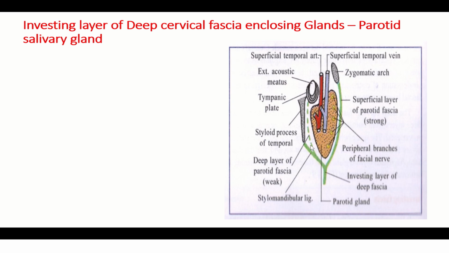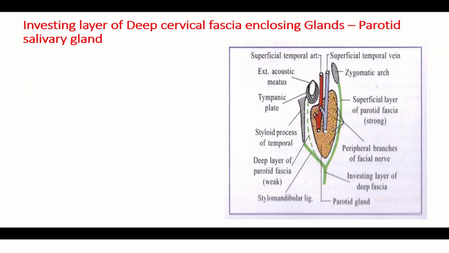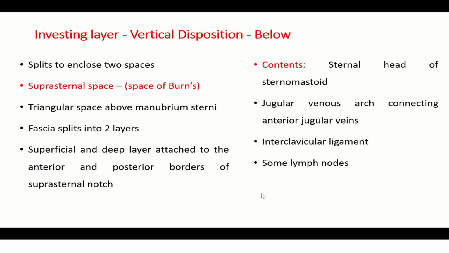You can see here, this is the deep layer. So this is attached to the tympanic plate, and here you can see the thickening to form the stylomandibular ligament. Stylomandibular ligament. This will be sometimes pierced by the cervical part of the facial artery. So this actually forms a partition between the parotid gland and the submandibular gland.